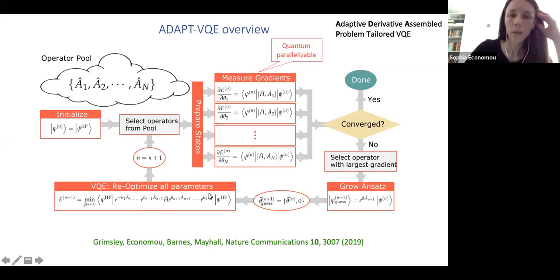And you do a VQE. So now you re-optimize all the parameters that exist in this ansatz, including the new one you added. And then you just keep going and you add operators this way. Let me also note that you don't throw out operators from the pool. You always preserve them in the pool, so some can appear multiple times.